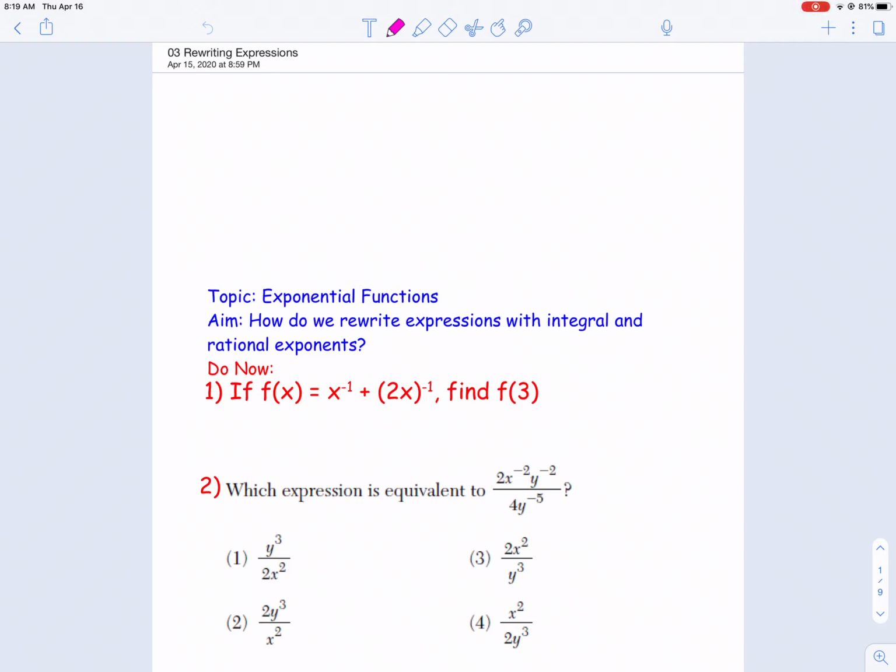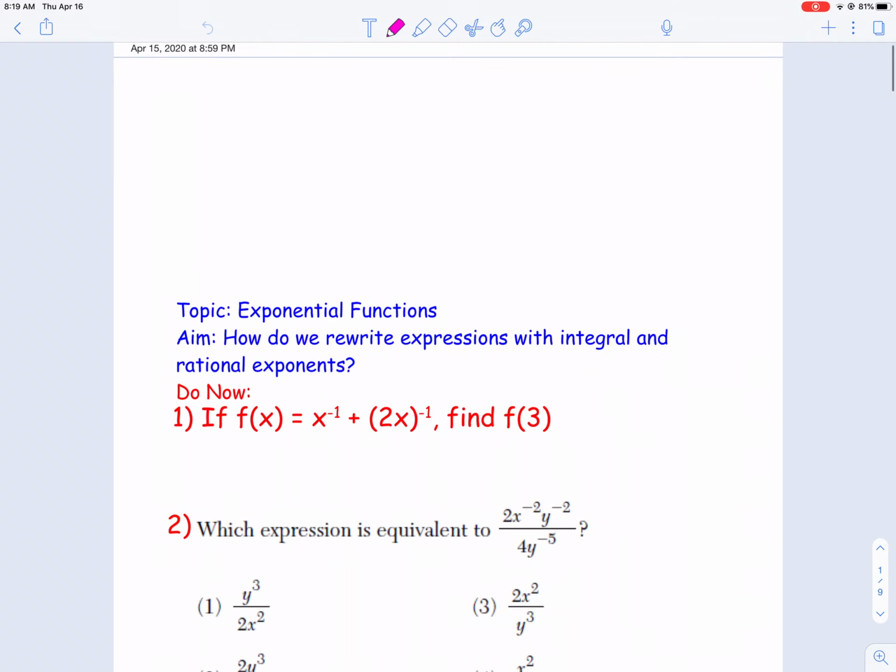We're sticking with our exponential functions and a lot of practice today, just rewriting expressions with those fractional exponents and negative exponents. So the first thing I want to do is give you those rules right on top so you can practice and remember.